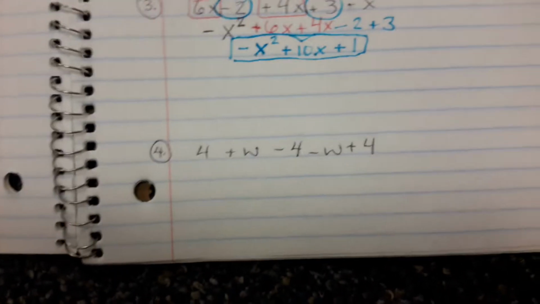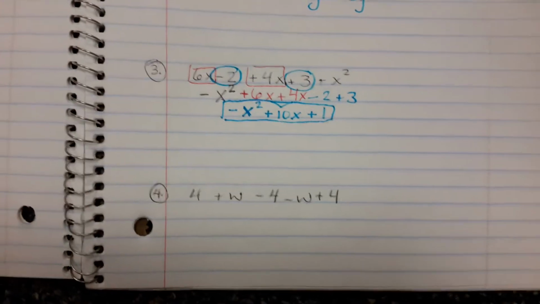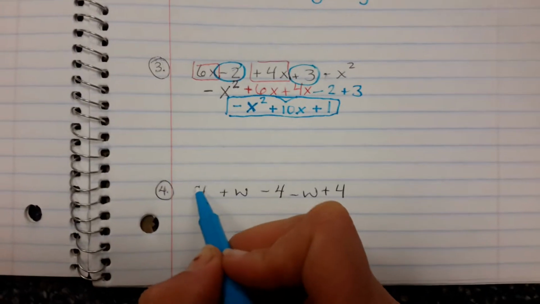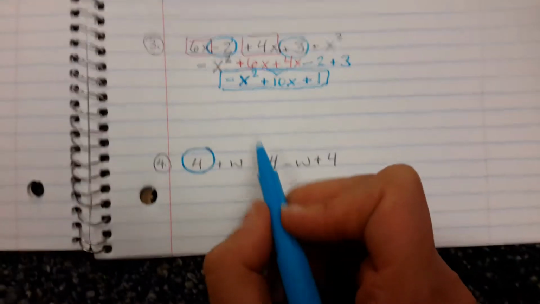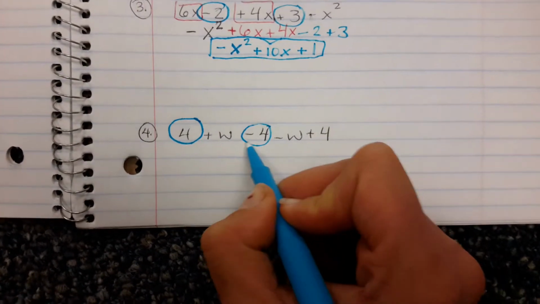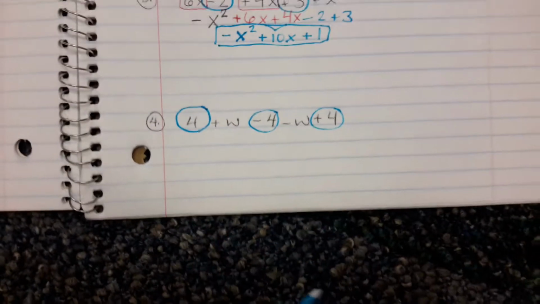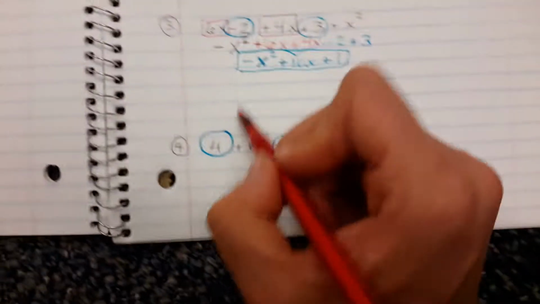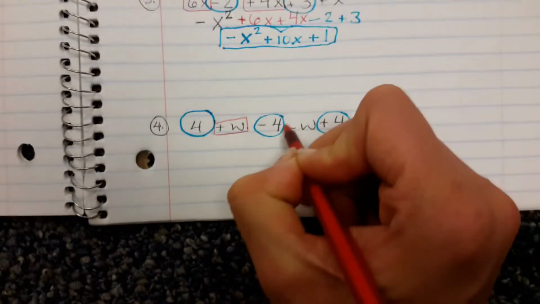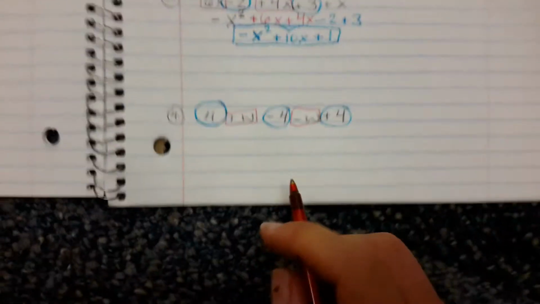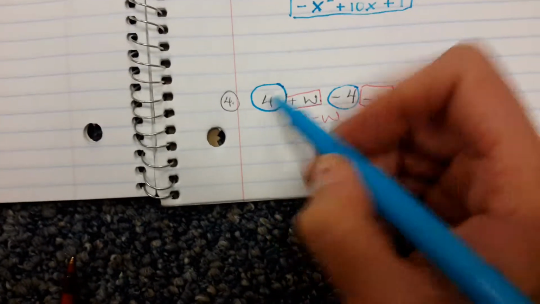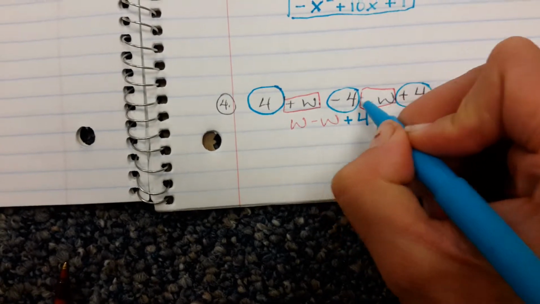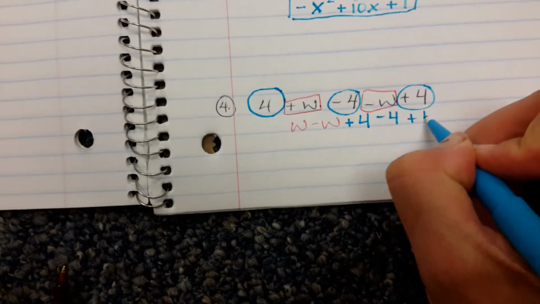Okay, last example. So I'm looking for things that have the same variable. So 4x doesn't have a variable, it's a constant. I look for other constants, a negative 4 and then another constant, a positive 4. Next, I see I have a plus w, positive w, minus a w. So we want to put our variables first, so I'm going to bring down the w minus w. Then 4, it's a positive 4, so I put a plus, minus 4, plus 4.